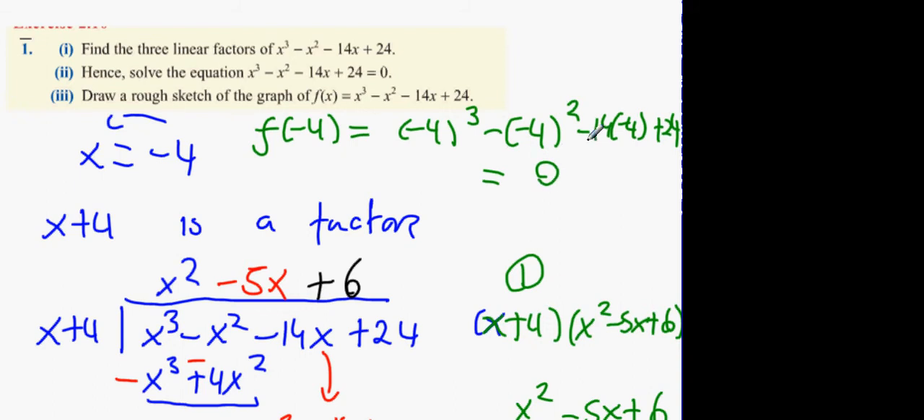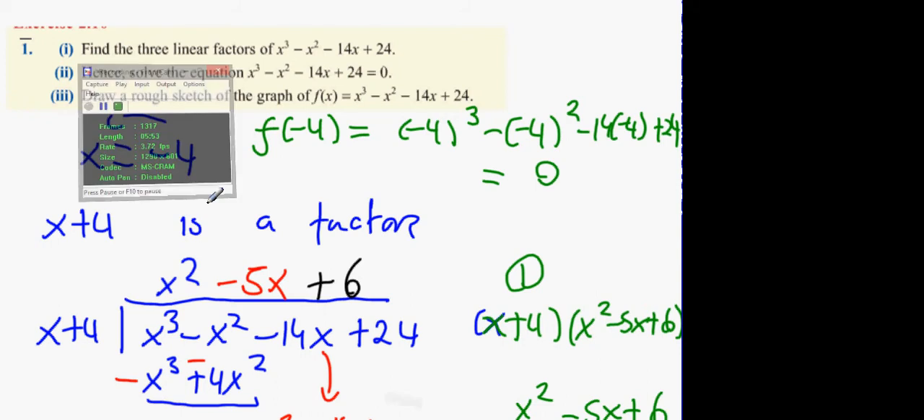Okay, yes, Adam? So guys, what we do next is we solve this equation.